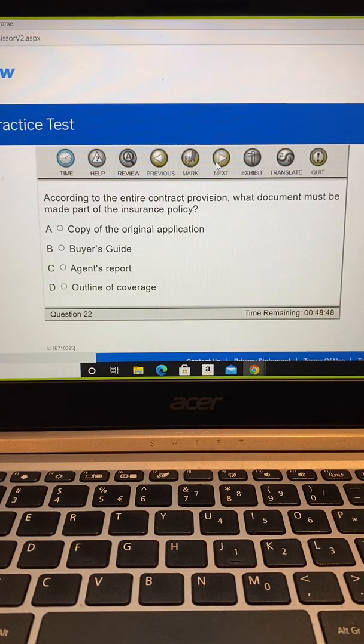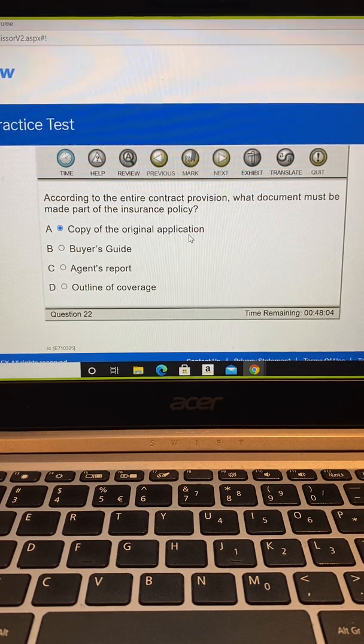Next. According to the entire contract provision, what document must be made part of the insurance policy? Copy of the original application, buyer's guide, agent report, outline of coverage. Well, shoot. Which document must be made part of the insurance policy? So the answer is copy of the original application. Yeah, that's confusing because all of this technically will be inside of it.